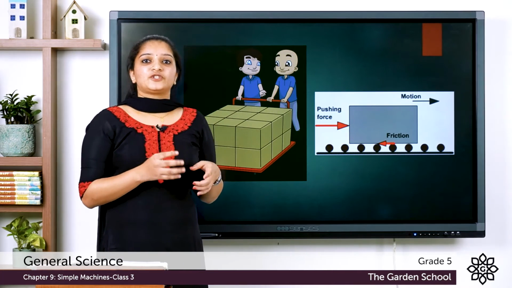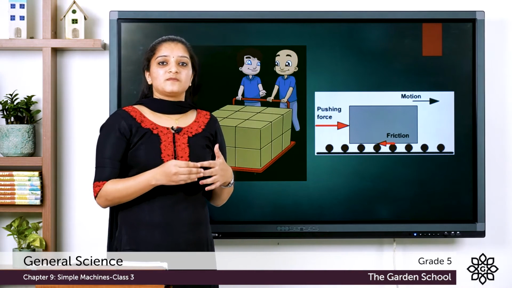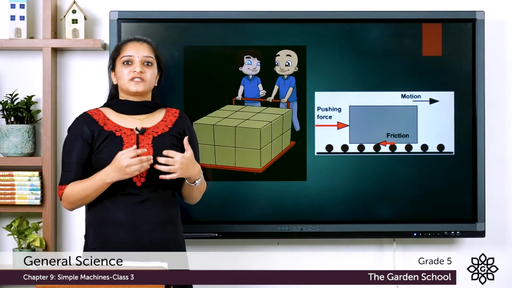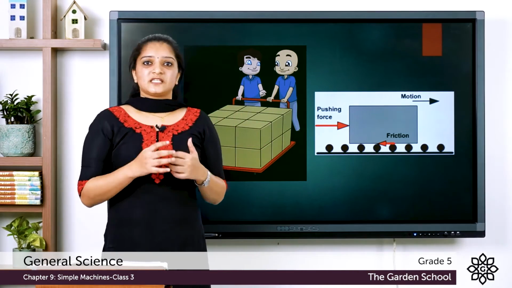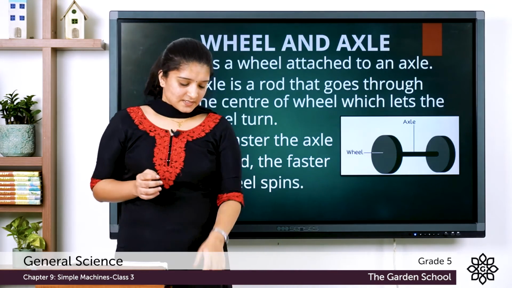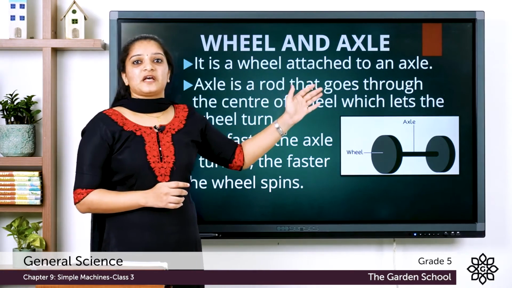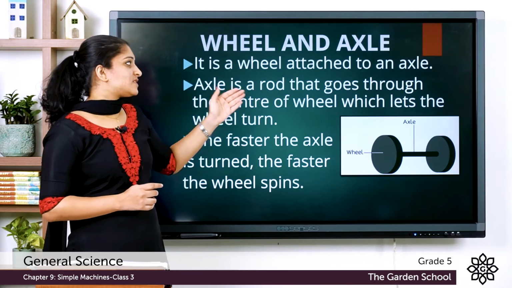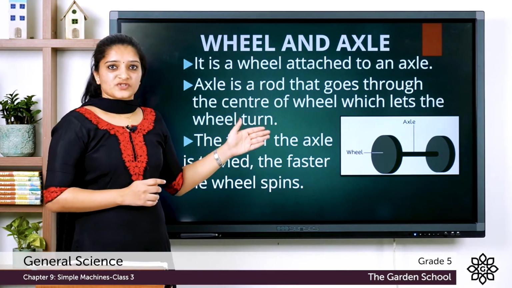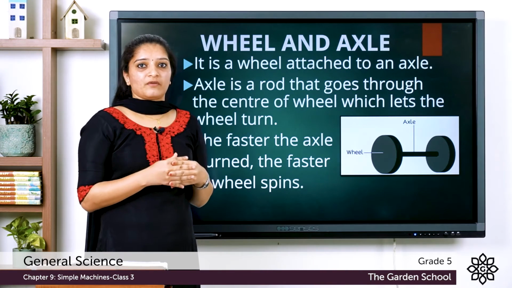That is, when we push a heavy object using a wheel and axle, the rotation of the wheels helps in distributing the force, which results in reducing the frictional force that acts on the heavy object. So, what is a wheel and axle? A wheel and axle is a simple machine in which the wheel is attached to an axle. Axle is the rod that goes through the center of the wheel, which lets the wheel turn. So, a wheel and axle works together to help the motion of heavy objects.